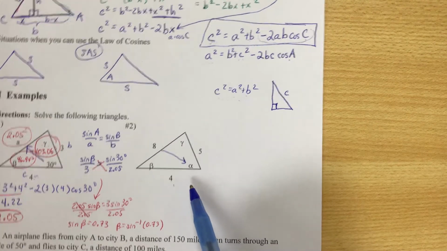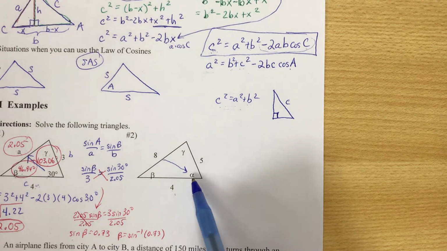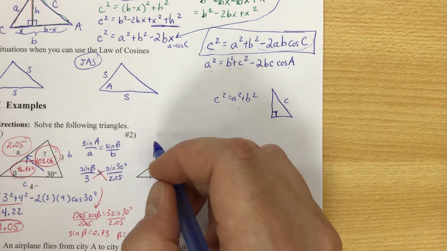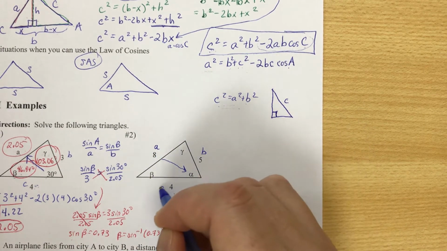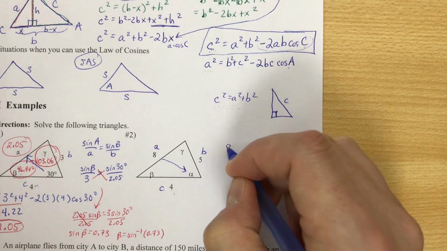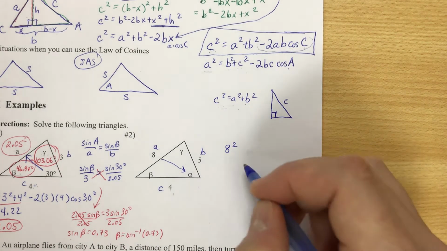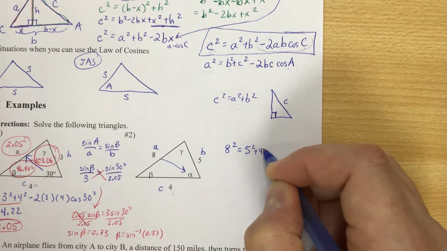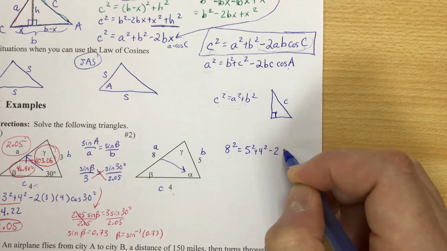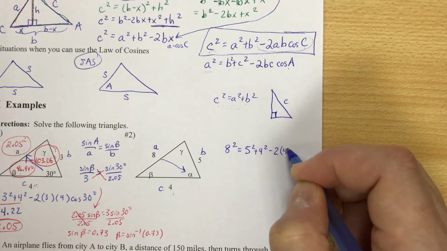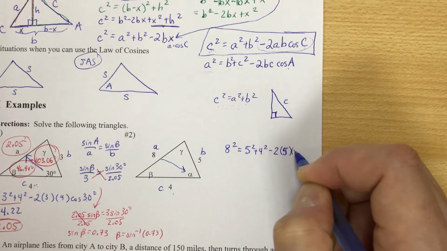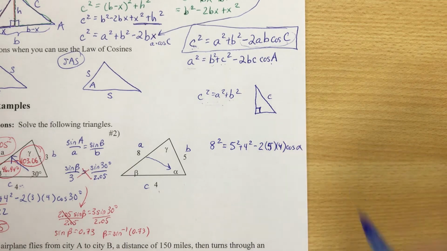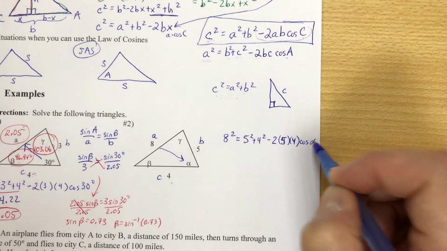So I'm going to find alpha. So that means I'm going to do a squared. So the a value, here's a, here's b, here's c. 8 squared, that's my a, equals b squared plus c squared minus 2 times those sides b and c, 5 and 4, times the cosine of alpha. Now that's the piece that I'm missing. That's my variable there.